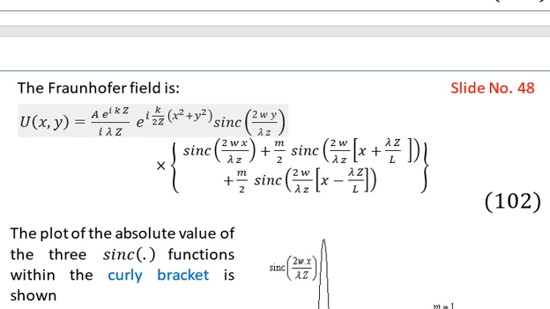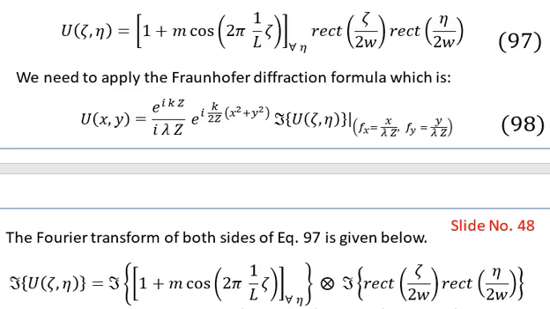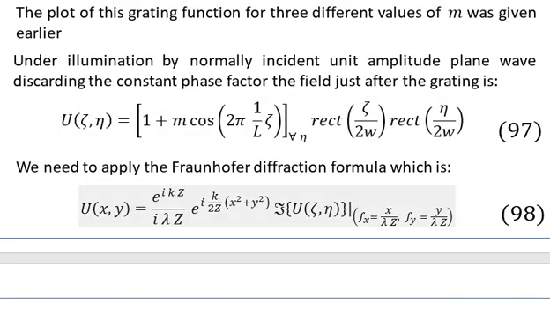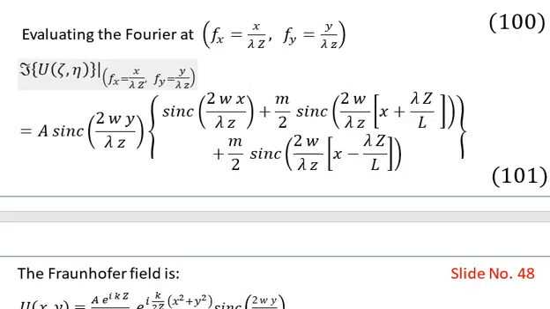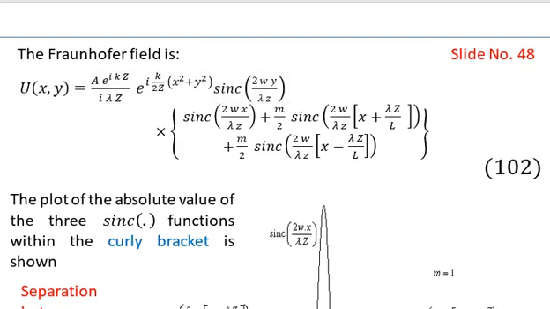Now, for the Fourier field, we have to plug the Fourier transform into the equation. In this equation, we have computed the Fourier transform in equation number 98. So we are going to plug in the values of the Fourier transform evaluated at the Fourier frequencies, and then the far field, the Fraunhofer field, becomes equal to what is given in equation number 102.